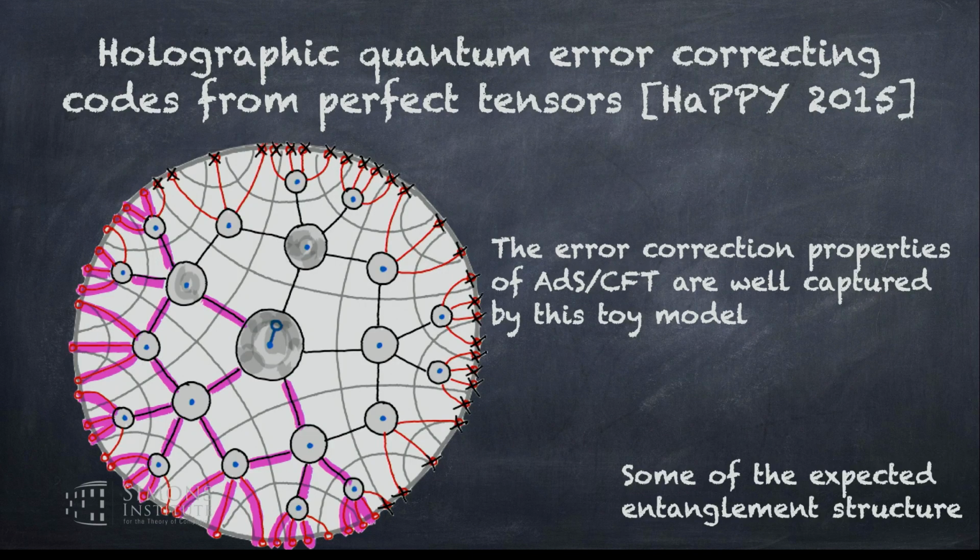And this toy model captures the expected entanglement properties. It doesn't exactly obey the Ryu-Takayanagi formula, but for certain simple bulk regions, you can say that the entanglement of that boundary state is upper bounded by the Ryu-Takayanagi formula. So it's not gone all the way, but it's a nice toy model that gets some of the features we want. Okay, so how can we do better?